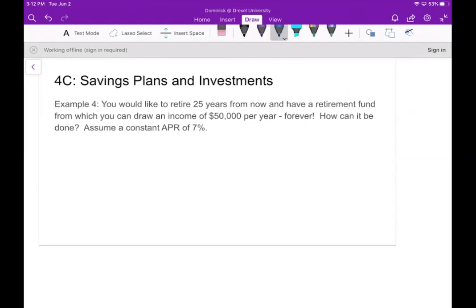Okay. Now, in the next example, we have something interesting. We would like to retire 25 years from now and have a retirement fund from which we could draw an income of $50,000 per year forever. All right, we want to know how can that be done? And we want to assume a constant APR of 7%. So let's take a look. So what we want to have happen is we want to accumulate some amount where we can afford to take out $50,000 per year. All right, so let's go ahead and take a look. So same formula.